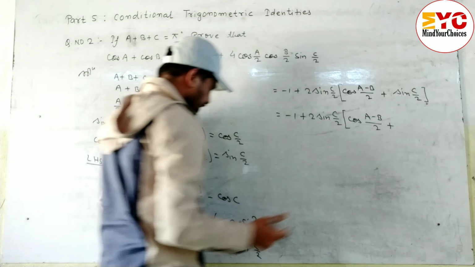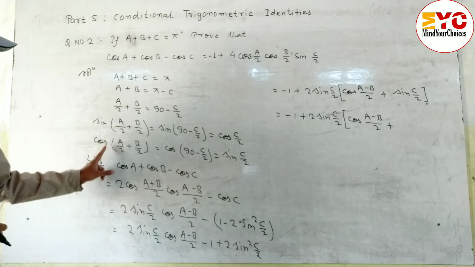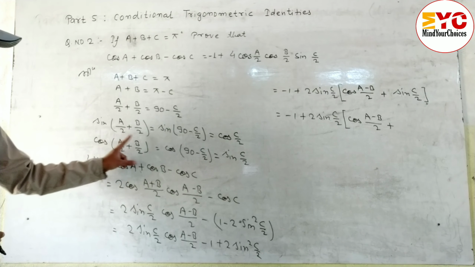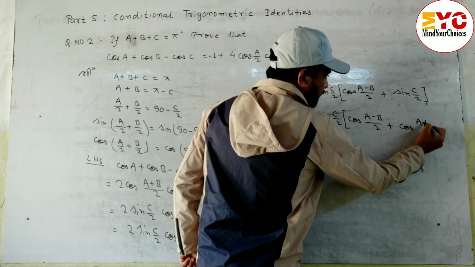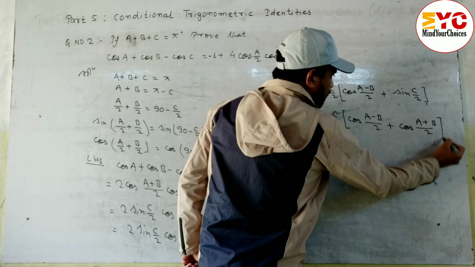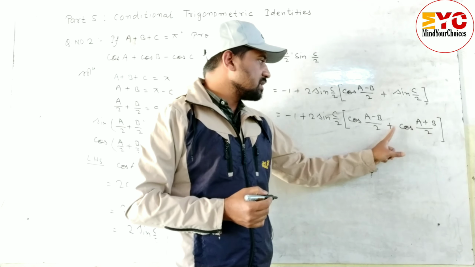sin C by 2. The value of sin C by 2 we can see here: the value is cos (A plus B) by 2. You can write cos (A plus B) by 2. Now again you can see this one in the form of the cos C plus cos D formula.